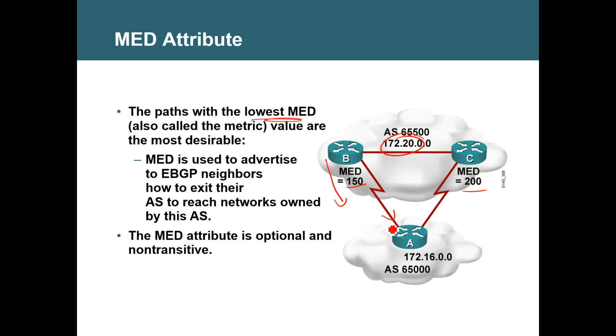So A is receiving with MED 150 from B, and receiving the update from C, the same update, but with 200. Now A will pick only the lowest MED. A says, I take this path. Did you configure anything on A to achieve this? No. The ISP did some change there. As a result, your router started picking up this path.